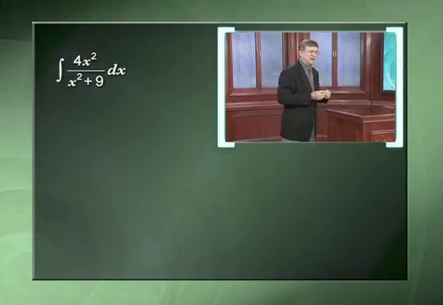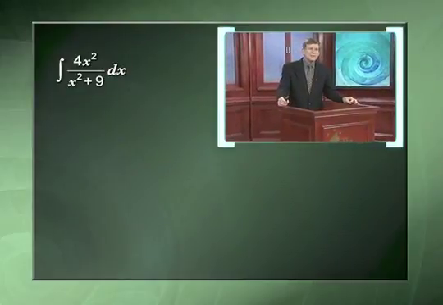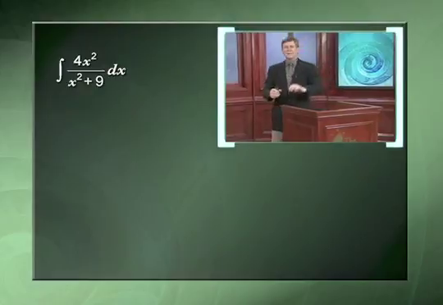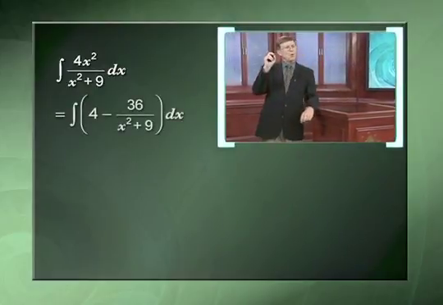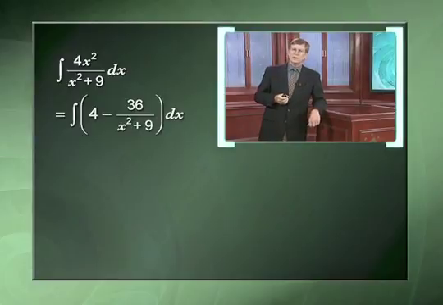Over x squared plus 9. So again, this kind of looks like the previous two problems. What happens here? Well, here we need to do long division. We have to divide the denominator into the numerator. And if you do that, you get the following: 4 minus the quantity 36 over x squared plus 9.